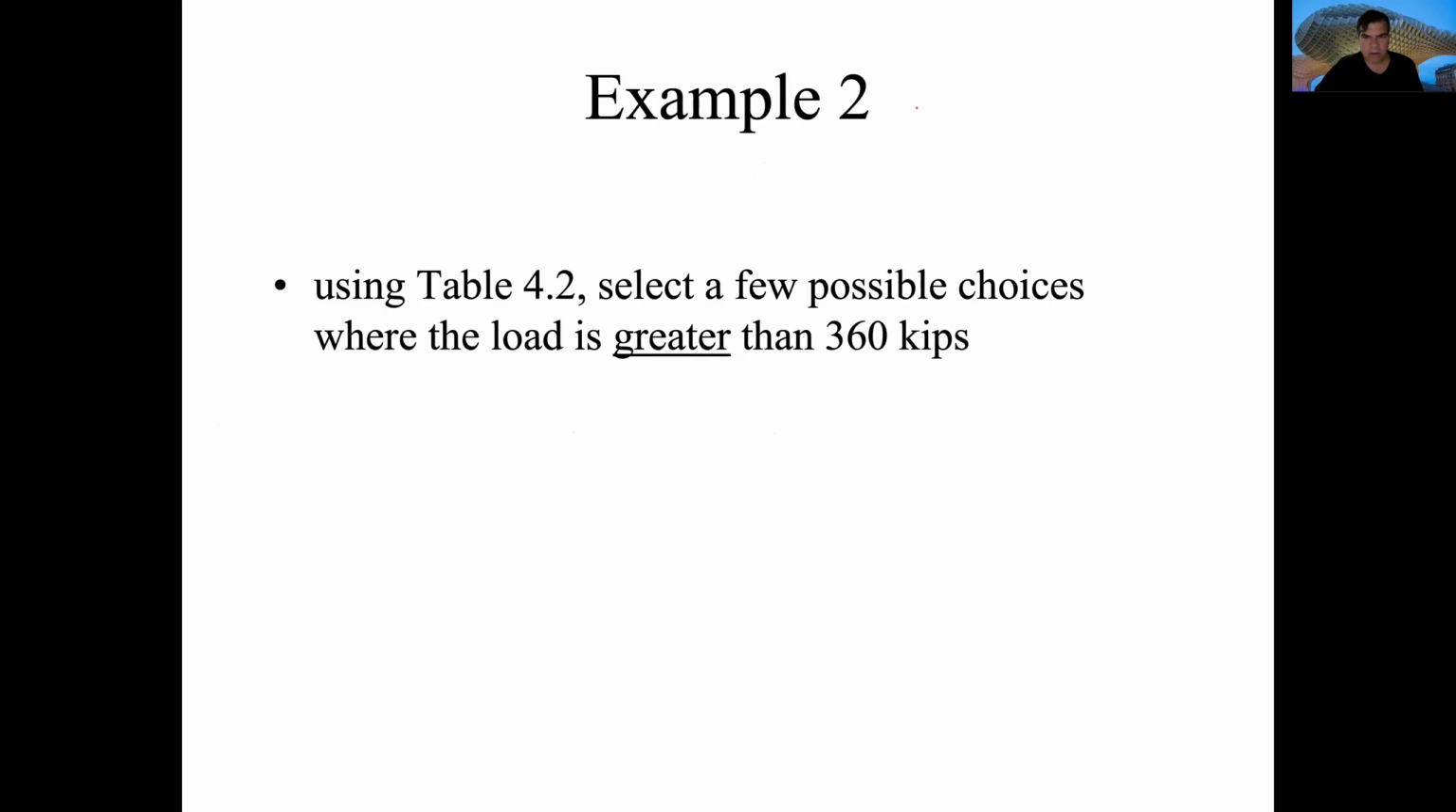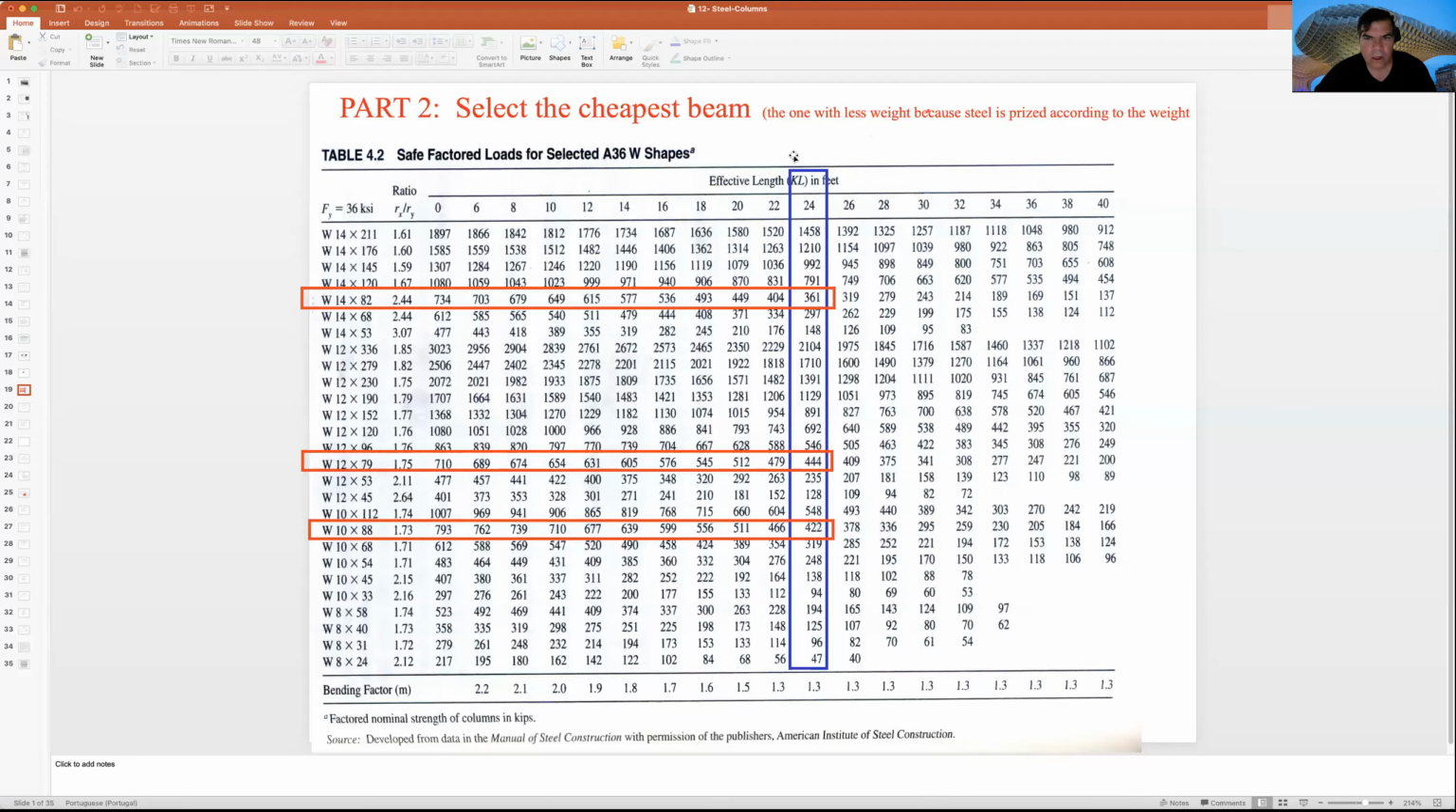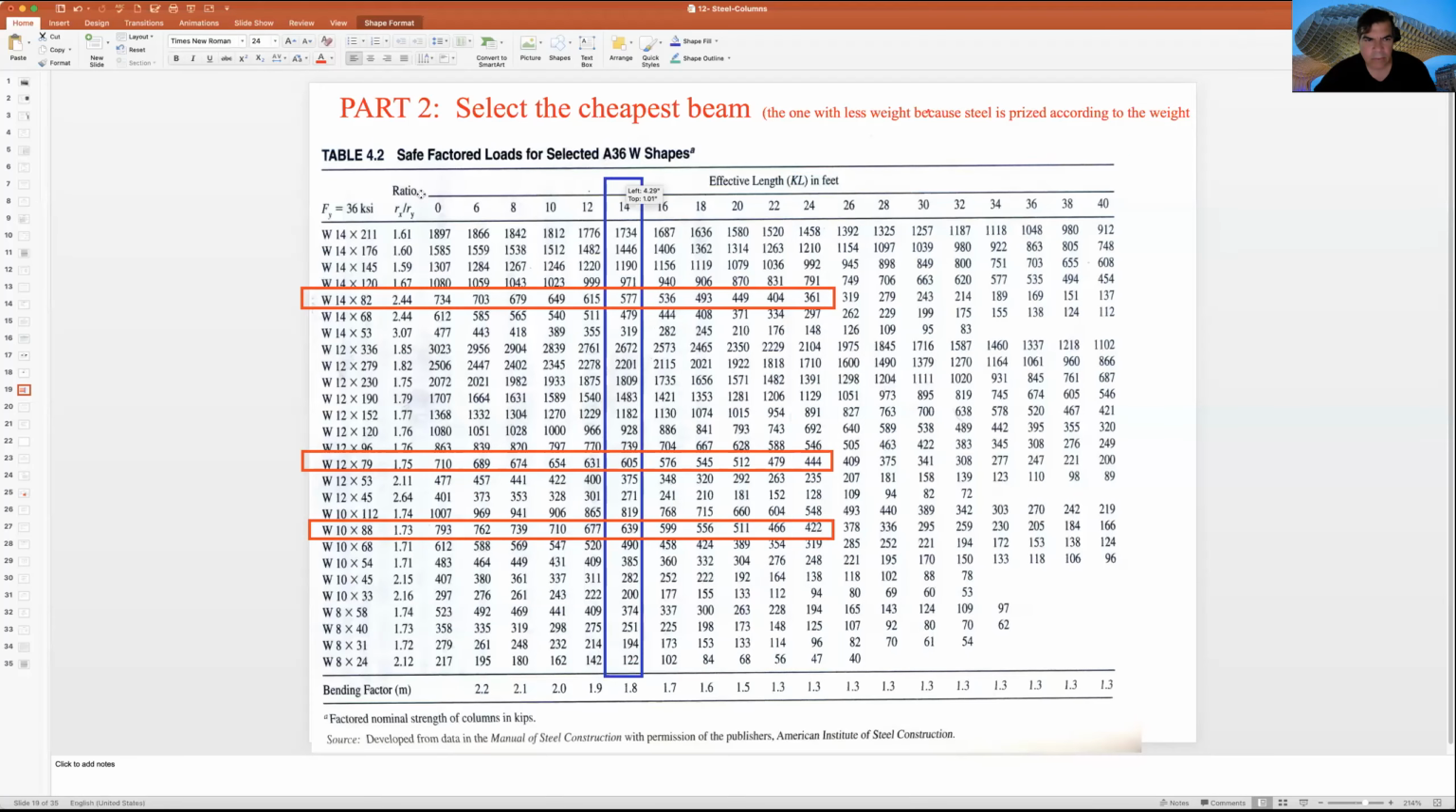When we have this number, 360, it is very easy. We just need to look at our column. We don't need to use the radius. We don't need to use K. We don't need anything. We just need to move our vertical line and choose the one that in our case is 24 feet, and after choose any number that is bigger than 360 as a possible candidate.